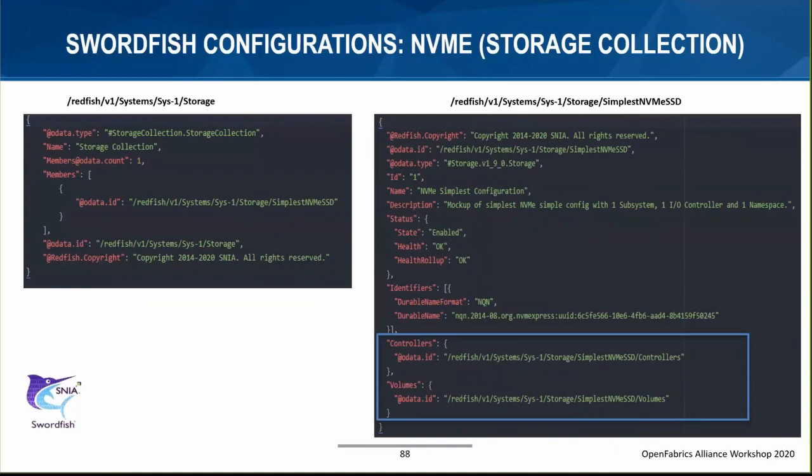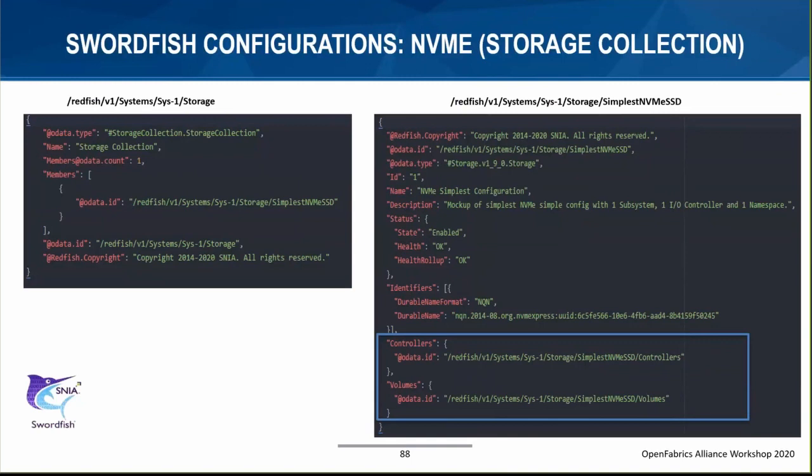So continuing on to the mockups. We have seen that system 1 has a storage, and the left side of the slide shows that this system has a storage collection, and the path for that is sys1, storage and simplest NVMe SSD, that is the NVM subsystem. On the right side, you can see that the subsystem is identified by NQN, and that is how we define the identifier for this subsystem. NQNs are nothing but NVMe qualified names. Those are unique names to identify NVMe entities like hosts or targets.